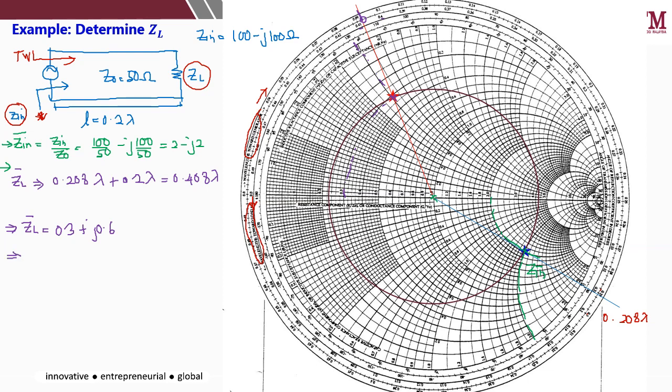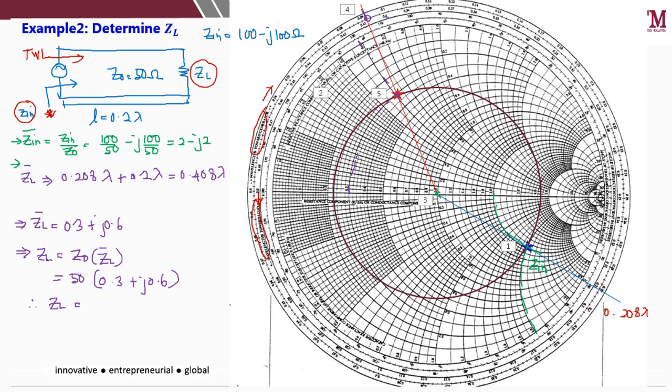So to get the real value of your ZL, it equals Z0 multiplied with normalized ZL, equal to 50 multiplied by 0.3 plus J0.6. Then you'll get your final or real ZL value.